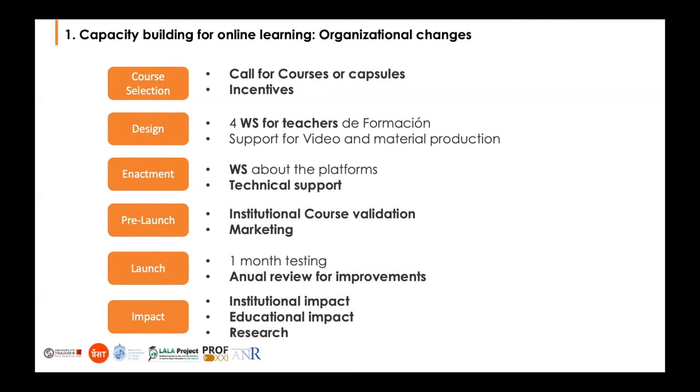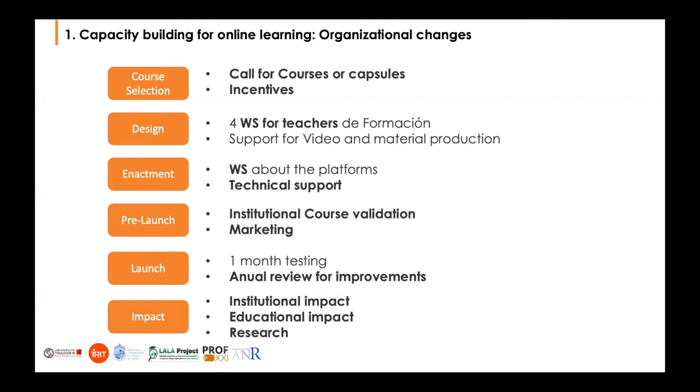I have to say that this process is iterative. Once you have created a MOOC, you cannot leave it as it is. You have to update it, you have to review it, you have to follow it up. So it's important to have in the university people, teachers or teaching assistants, that are always looking at some improvements.